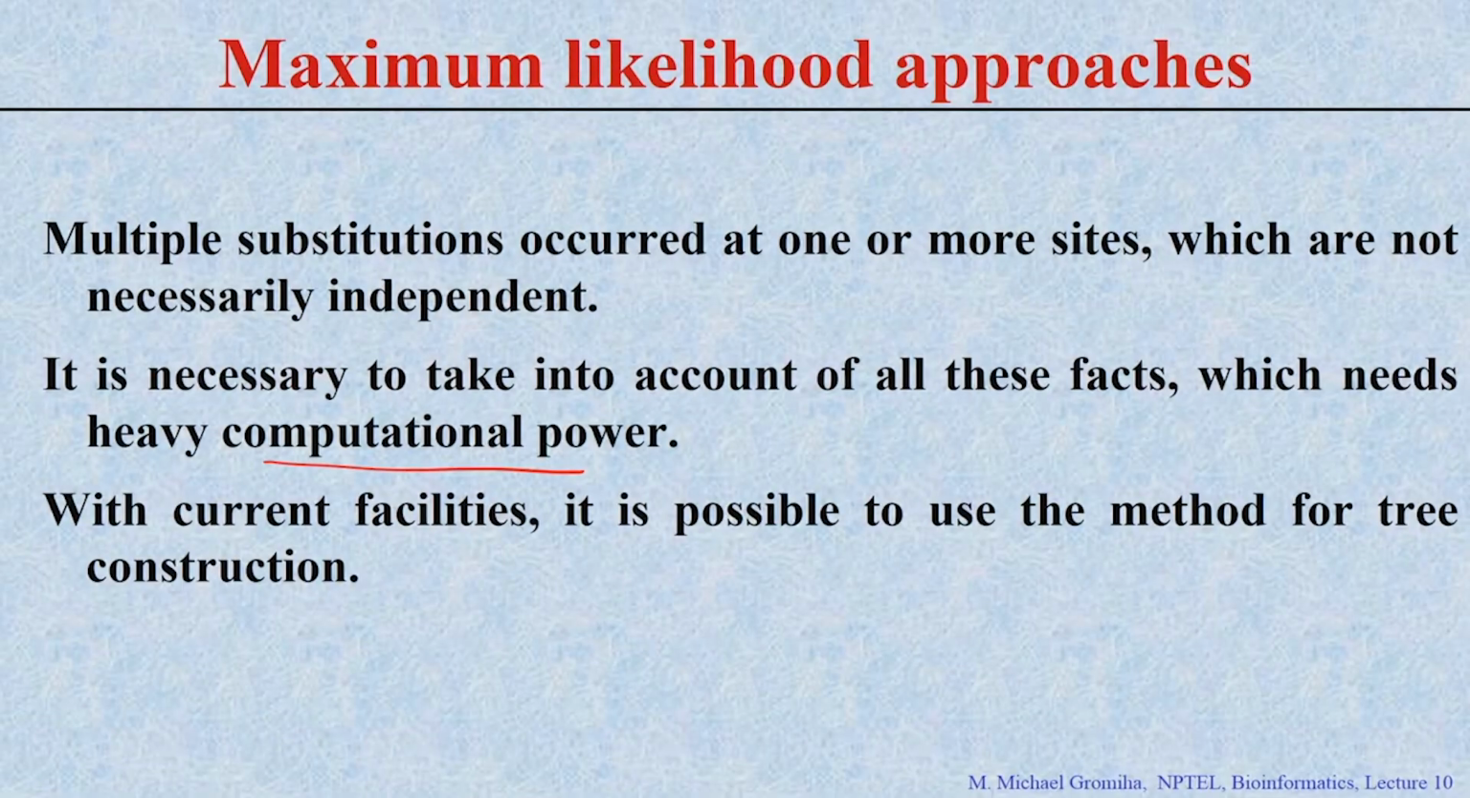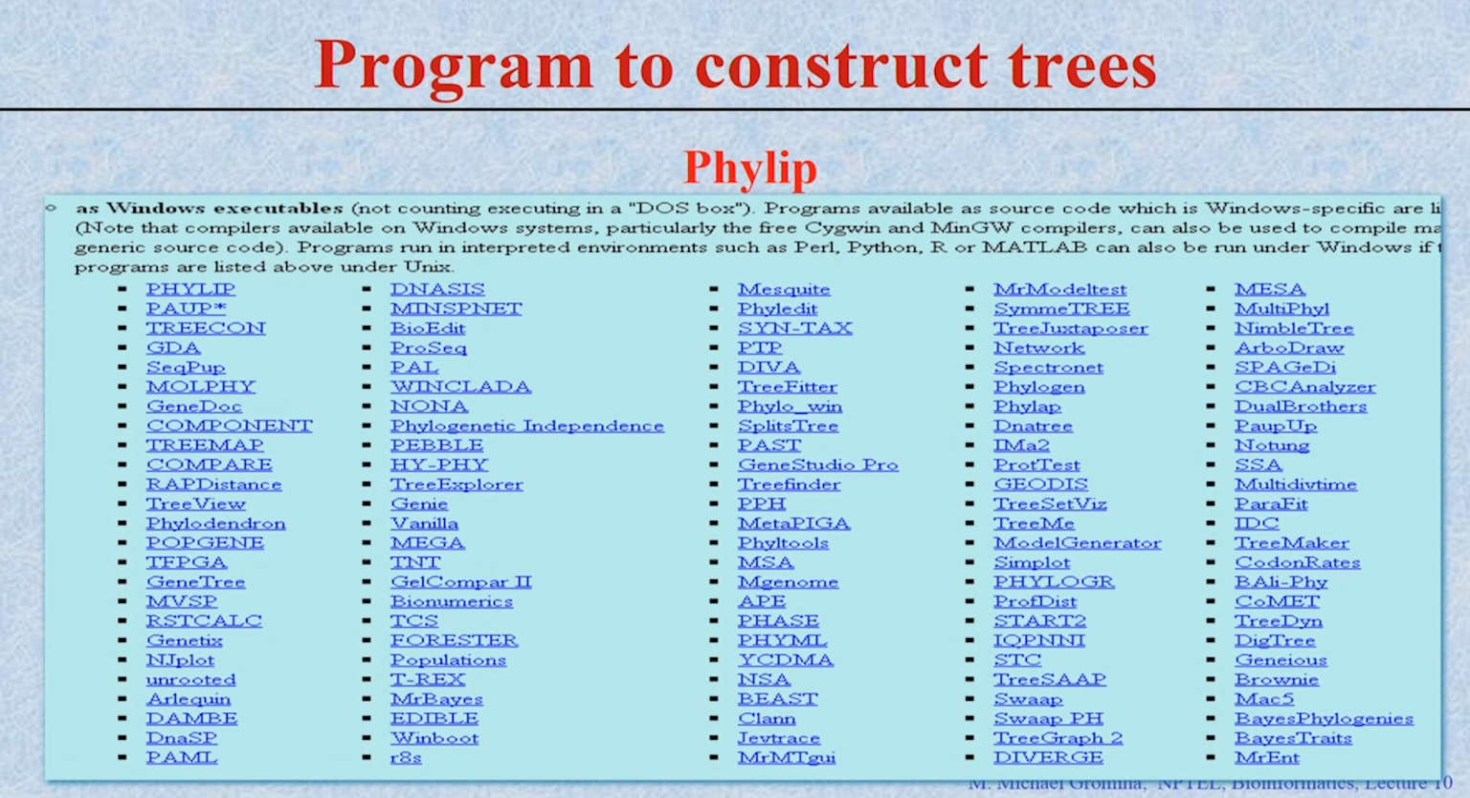If you have more time, you can add more time to analyze and you will get better results. So now it is possible to construct trees by considering all these aspects. If you look into the literature, there are so many methods available. Here I list a set of methods. Phylip is one of the most popular methods, and even currently it is a widely accepted method for constructing trees. It will take a few minutes to demonstrate how Phylip functions.